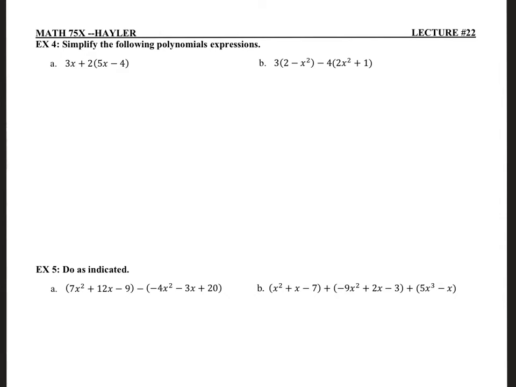So I see the parentheses in example A, so I'm going to go ahead and distribute that. Then I'll just rewrite this as 3x plus, well, 2 times 5x is 10x. 2 times negative 4 is negative 8. We can go ahead and combine the 3x and the 10x, and we get 13x minus 8 is our answer.